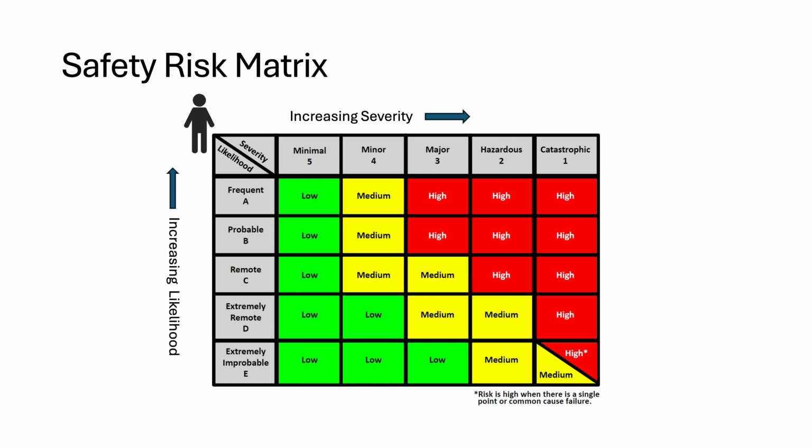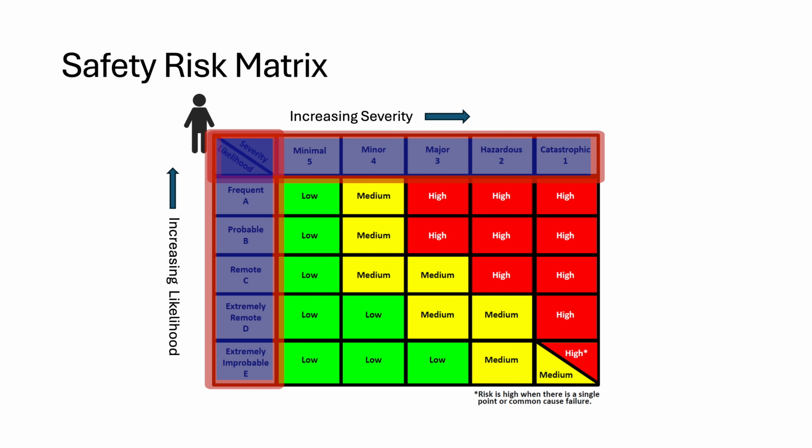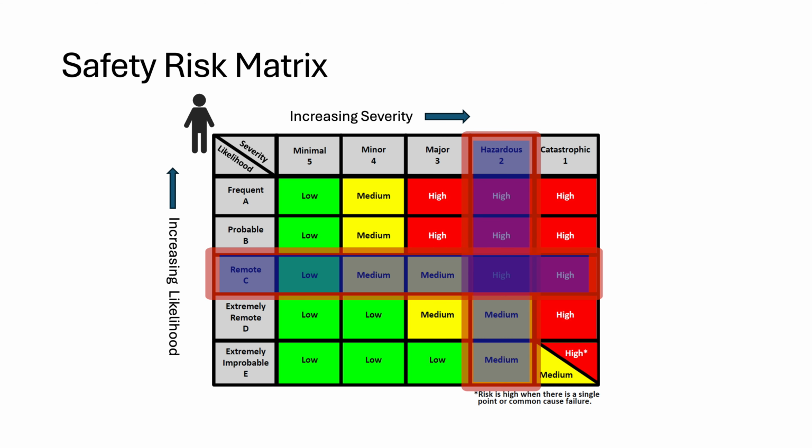The probability and severity components combine at the intersection of the severity column and probability row to give a resultant risk score of high, medium, or low safety risk.